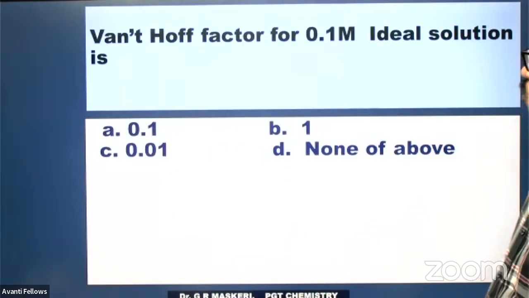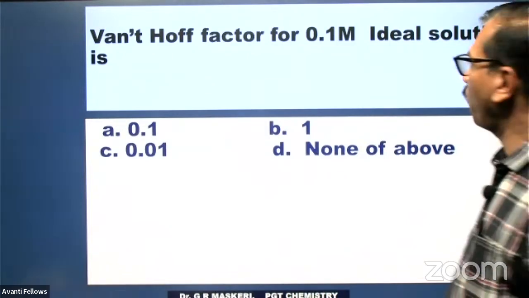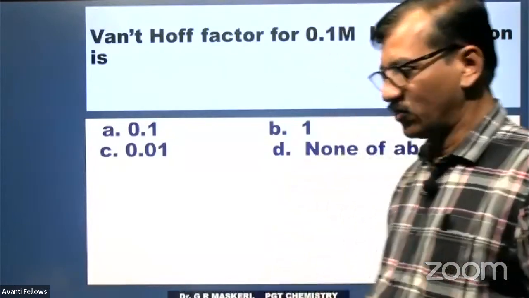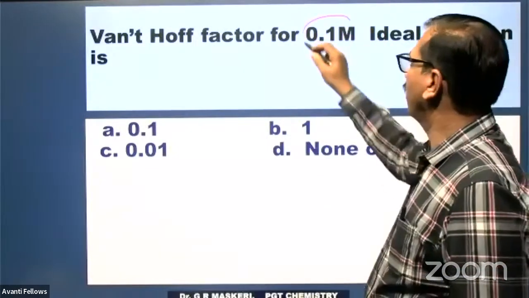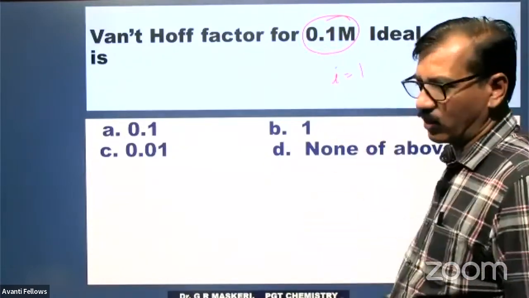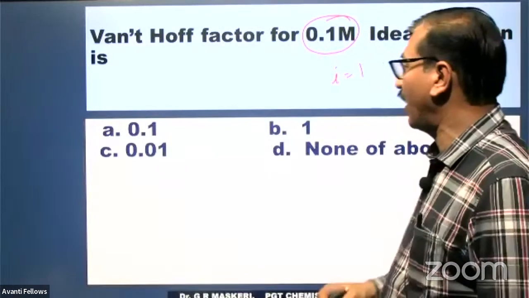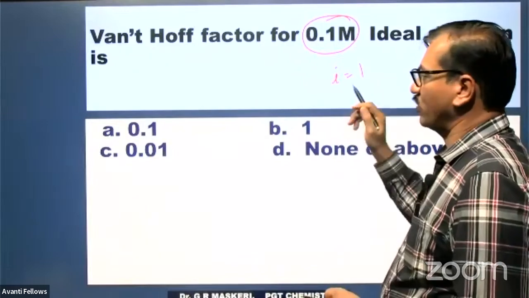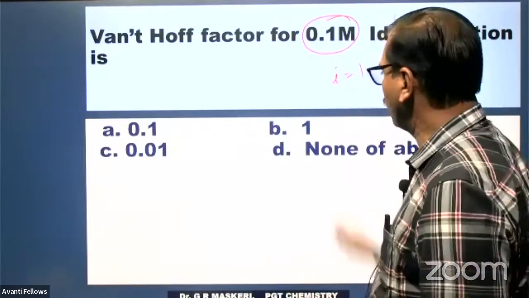Van't Hoff factor for 0.1 m ideal solution is? Option B. Option B only. Whatever may be the solution, for an ideal solution, i is equal to 1 because it doesn't undergo association or dissociation. Only when association or dissociation occurs will the i value change. Therefore, van't Hoff factor depends upon association or dissociation. Remember that. Therefore, the i value is 1. This is the right answer.